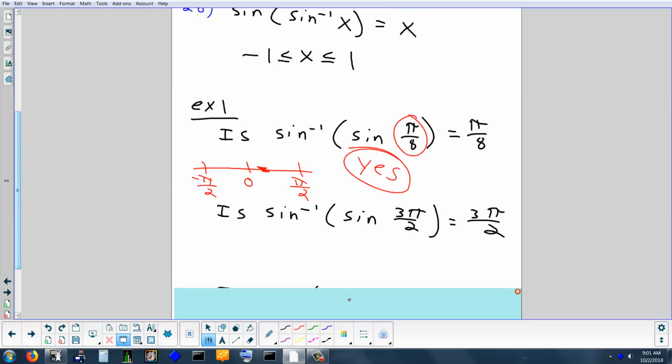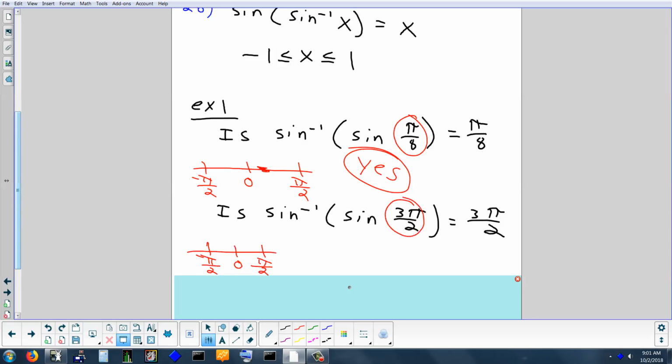Okay, let's try this one. Okay, it's still the same setup. Inverse is on the outside, regular is on the inside. But now the question is about 3 pi over 2. Okay, so again, think of a number line. Negative pi over 2. 0 would be in the middle. Pi over 2. My question is about 3 pi over 2.